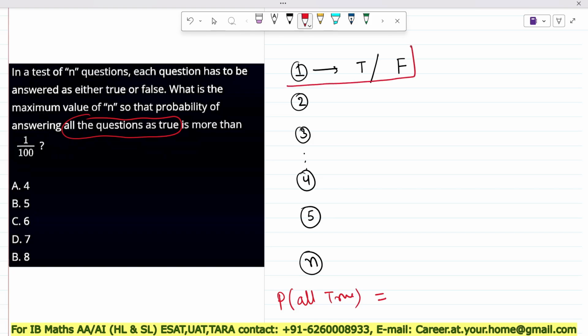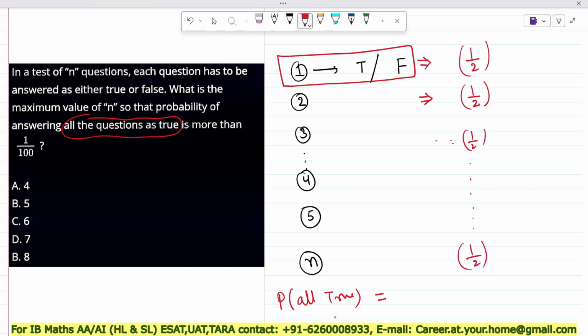What is the probability of answering the first question as true? Can you tell me? Yes, obviously it should be half. What should be the probability of answering the second question as true? It should be half. Similarly, all of these will have half probability, right?